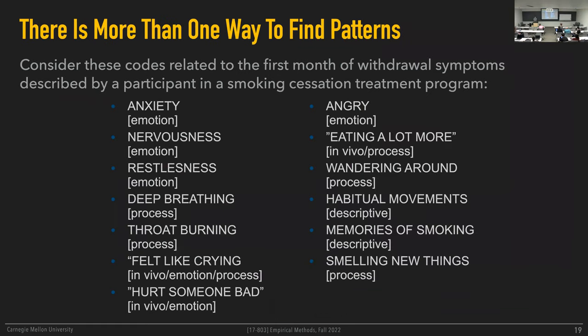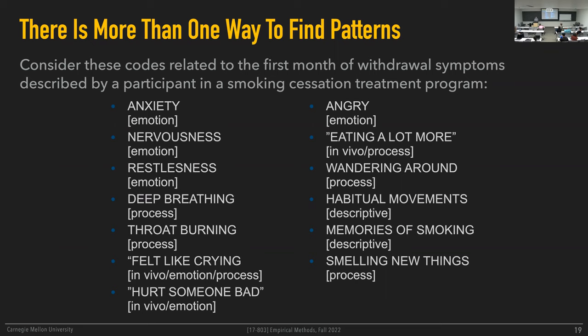Okay. So let's look at a maybe more concrete example. This is to illustrate that there's more than one way to go about grouping codes into themes. So consider these examples of codes, the uppercase letter codes on the slide, and in between square brackets are the types of codes, just as an annotation. Consider these codes related to the first month of withdrawal symptoms described by people who quit smoking. Imagine a series of interviews with people that just quit smoking, and these are the kinds of things that came up when they were asked about their first month of quitting.